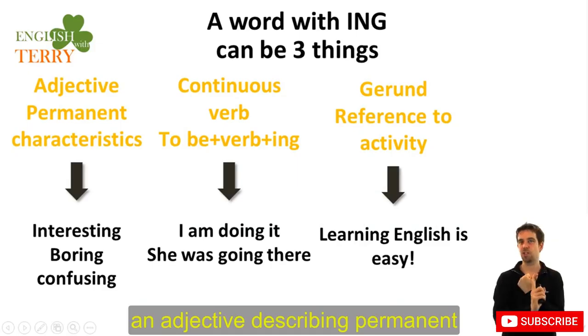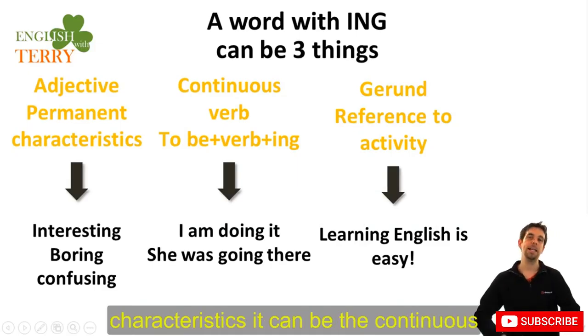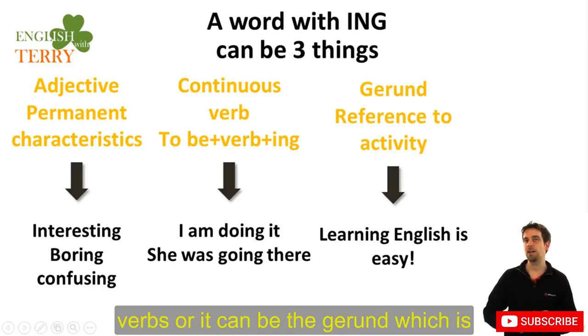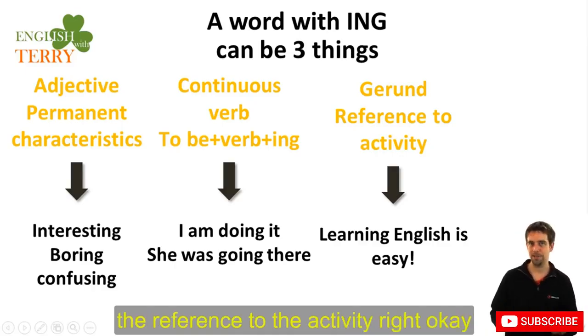Now remember, a word with ing can be three things. It can be an adjective describing permanent characteristics. It can be the continuous verbs, or it can be the gerund, which is the reference to the activity, right?